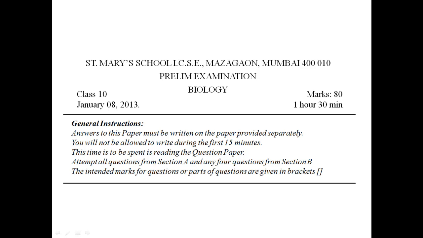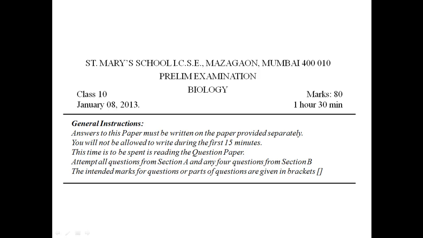A few general instructions, some of them may seem obvious, but there's no harm reading through again. It says answers to this paper must be written on the paper provided. That's okay. You will not be allowed to write during the first 15 minutes. So make good use of this time. Read through your question paper and choose which are the optional questions that you're going to be attempting. Attempt all questions from section A and any 4 questions from section B.